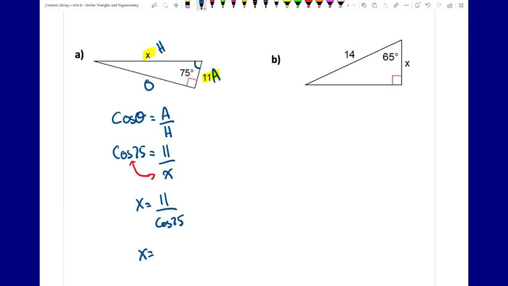11 divided by cosine 75 is 42.5 degrees. Again, make sure you are practicing that on your calculator and you are getting the right answer. If you're not getting the right answer, make sure you put it in degree mode. I've mentioned this before in each previous lesson. Degree mode. So at the top, you should see either a D or something with a DEG on your calculator. If you see something else, typically it would be an R for radians. You're going to get a different answer.